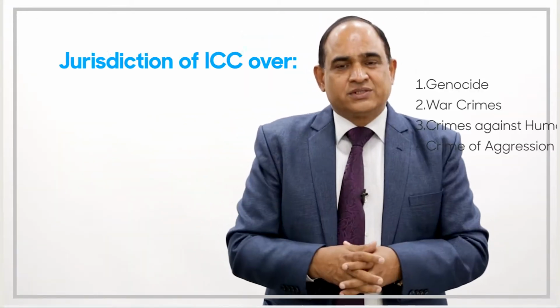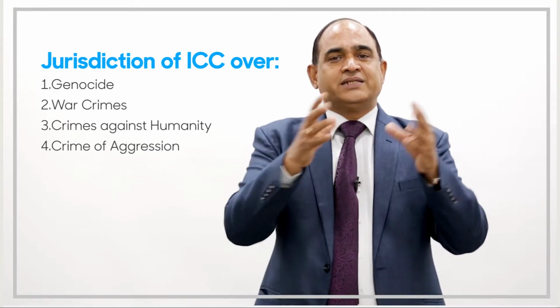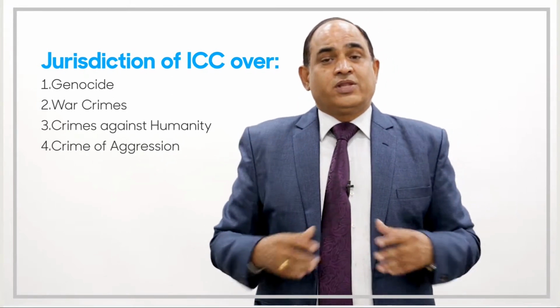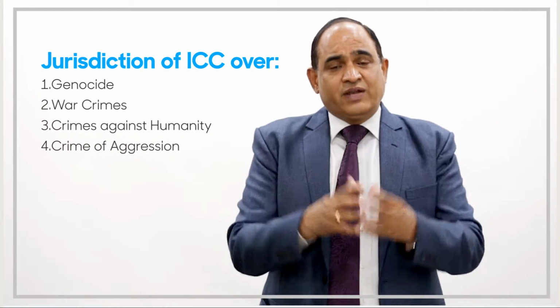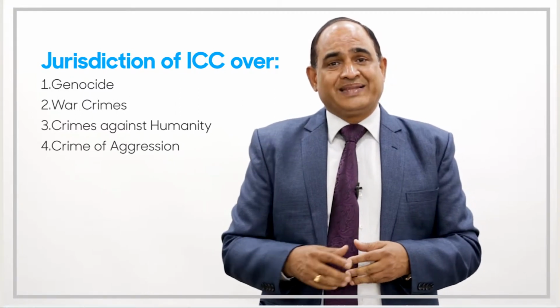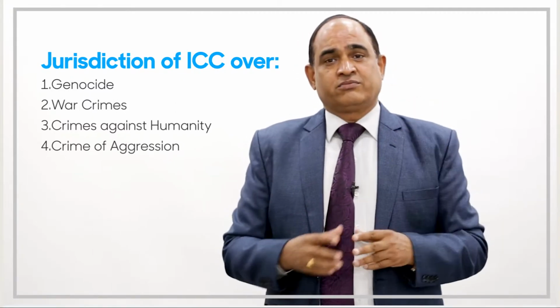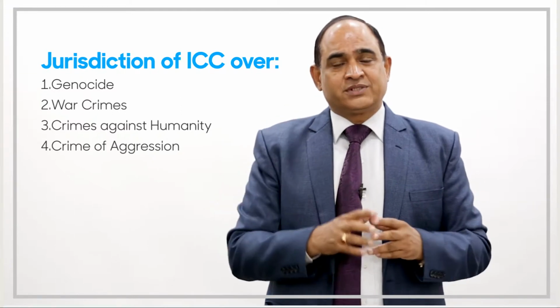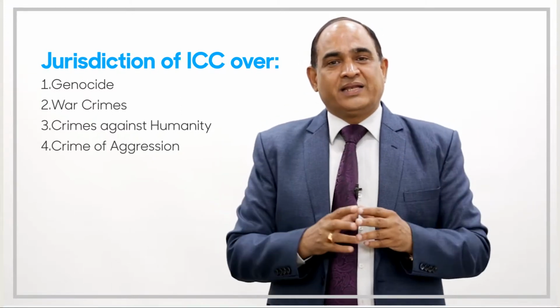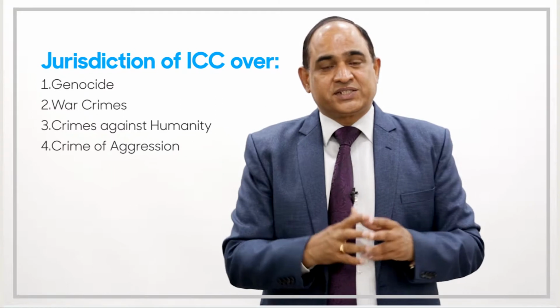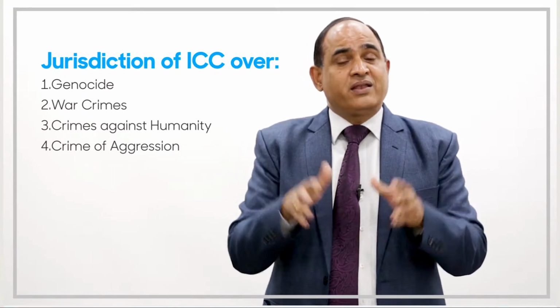What are the crimes which are covered by the ICC? The ICC will have jurisdiction over the crime of genocide, war crimes, crimes against humanity, and the crime of aggression, which have been defined in detail in the Rome Statute. In fact, I request you to please see the e-text and read what is meant by each of these terms.